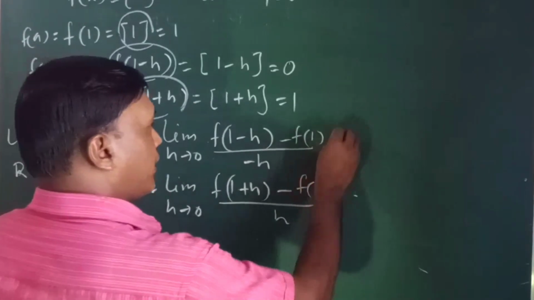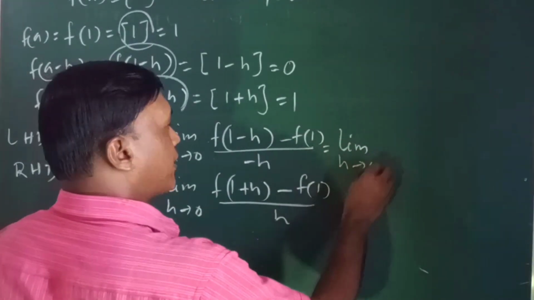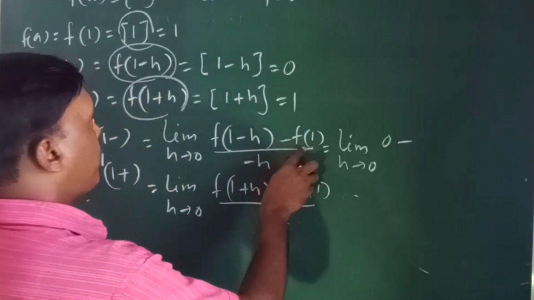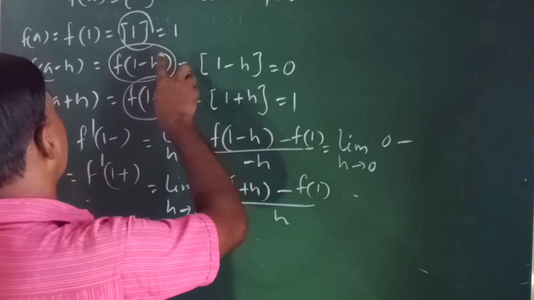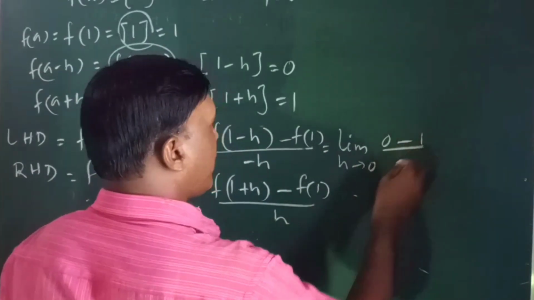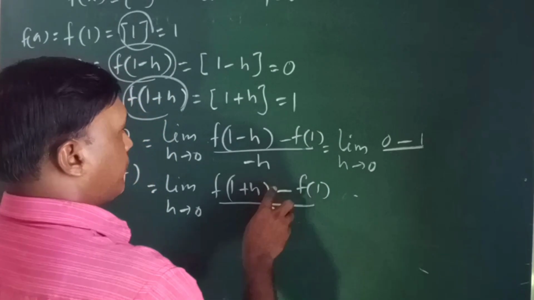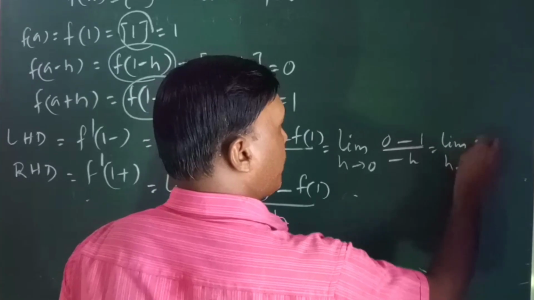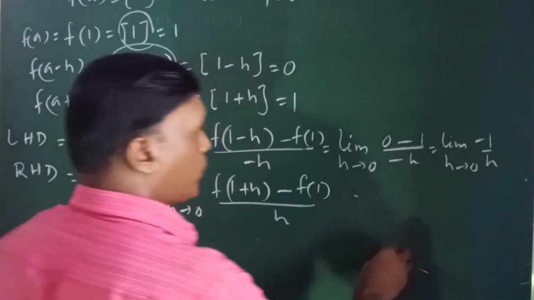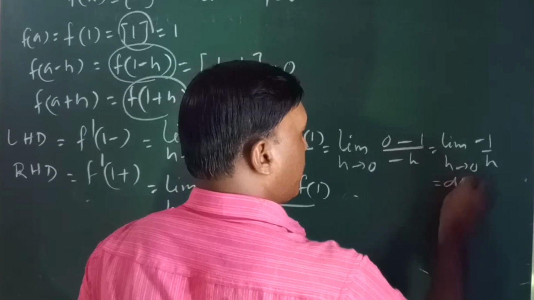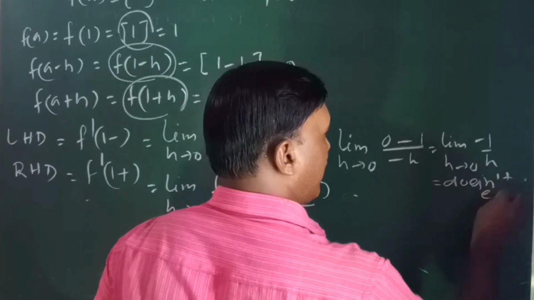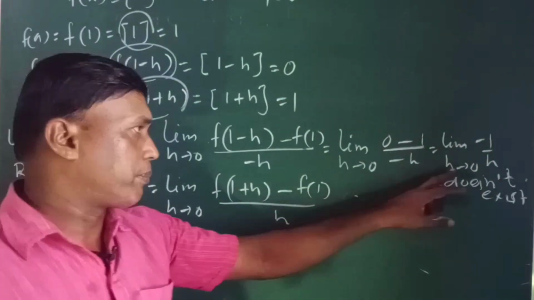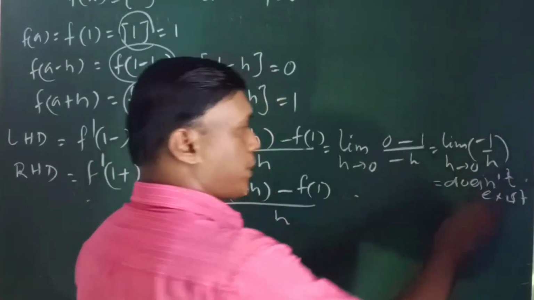So this is limit h tends to 0, f of 1 minus h is 0 minus f of 1, f of 1 is 1, by minus h. This is limit h tends to 0 minus 1 by h. So this value does not exist. यह वैल्यू एग्जिस्ट नहीं करता है, क्योंकि अगर h का वैल्यू 0 पुट कर देंगे तो ये हो जाएगा -1 by 0, does not exist.